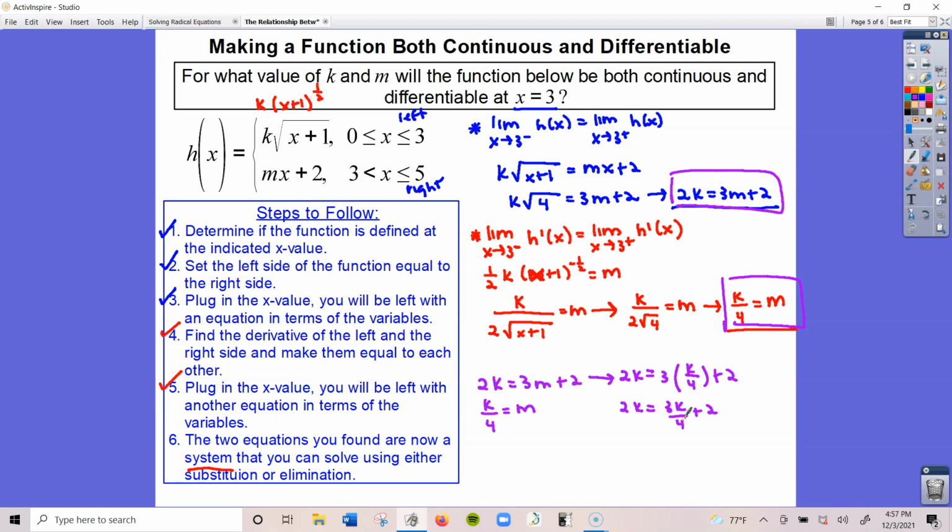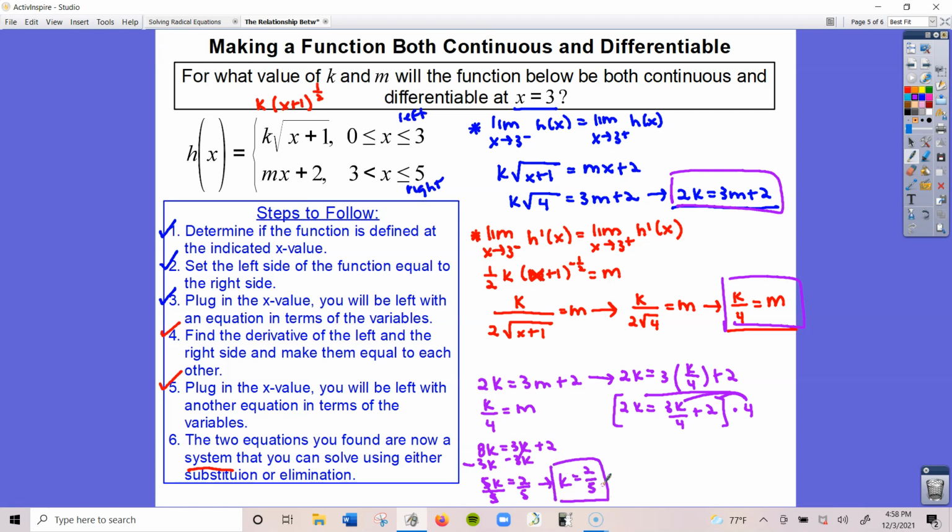If we ever want to cancel a denominator, just like here, I don't want to work with fractions, we can take the entire equation and multiply it by whatever is in the denominator, which in this case is 4. So I'm going to distribute this 4 so that way I don't have to worry about any more fractions. And that would give me 8k is equal to 3k over 4 times 4 is 3k plus 2. Now I can solve for k. Subtract the 3k. We get 5k is equal to 2, and then divide by 5. So k is equal to 2 over 5.